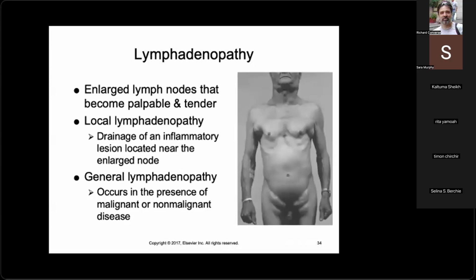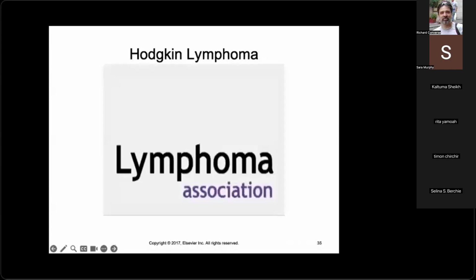Okay. So this is why, for instance, if you have, say, an abscessed tooth, you may get an enlarged lymph node in your neck. Okay. Or if you have a lung infection, you may get enlarged lymph nodes in the axillary region, in the armpit. Okay. What you're seeing here is just generalized lymphadenopathy in the panel to the right. Okay. Let's take a look at lymphoma.